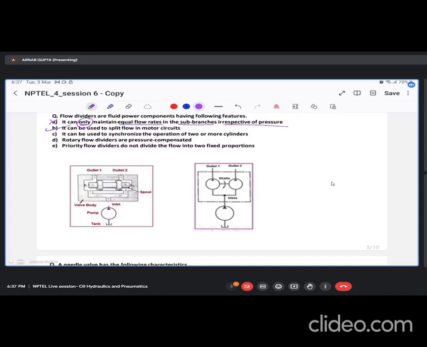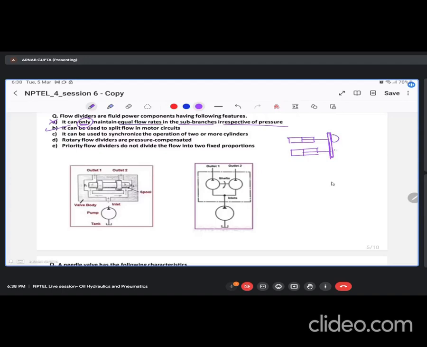It can be used to synchronize the operations of two or more cylinders. Yes, if you want two cylinders to be operated at the same velocity, at the same stroke, then to synchronize such operations, you can use flow dividers. So suppose you have two cylinders and it is pushing a particular gate, say. Now it may so happen that the load on this part of the gate is higher compared to this part.